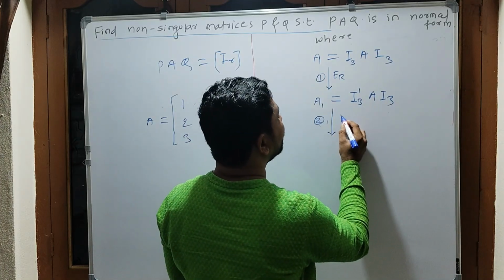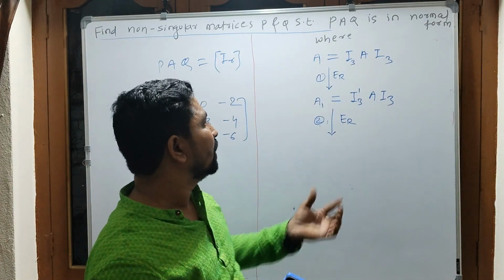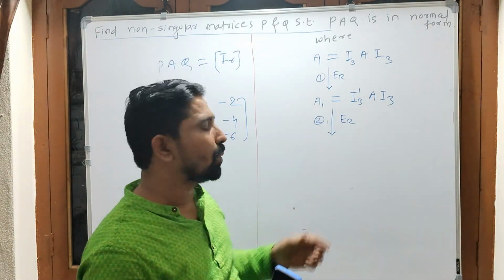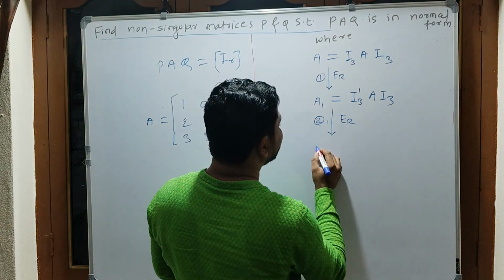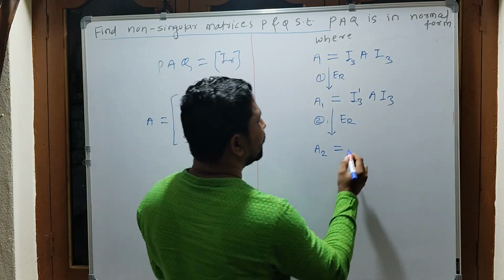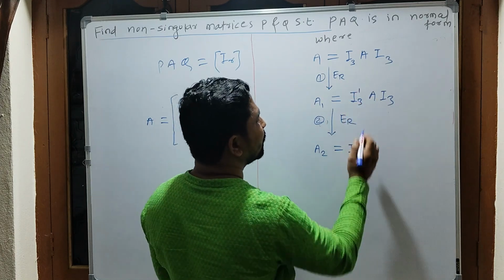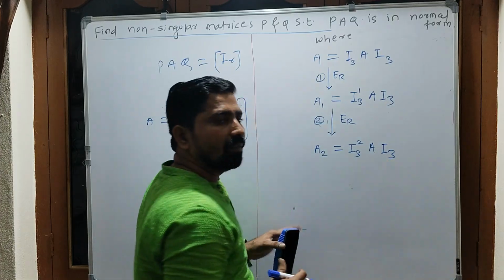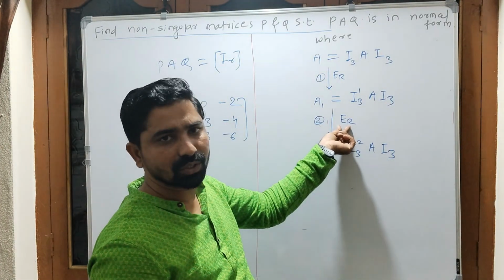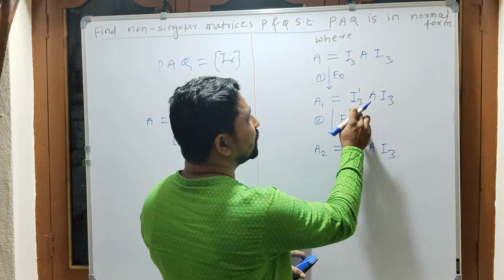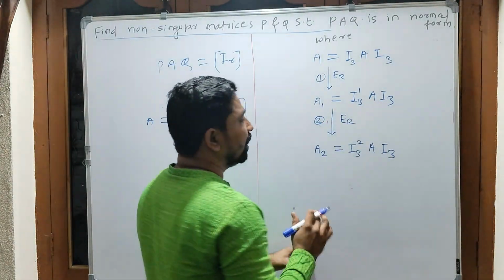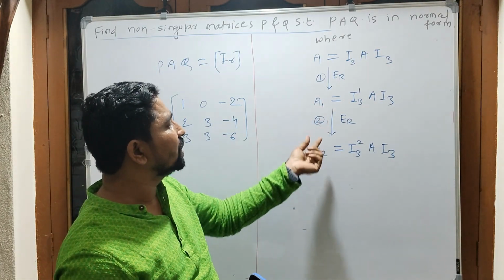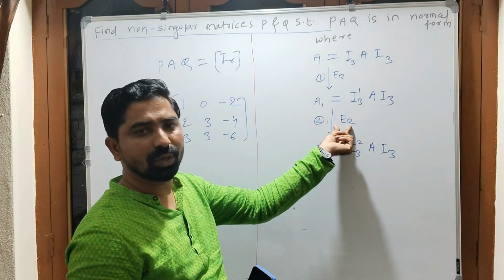Again here I am applying, let's say, elementary row operation for the sake of understanding. We are applying elementary row operation to this A1 to convert it into the normal form. Let's say A1 is converted into A2, and this I1 is converted into, let's say, I2, and this A and this I3 remain the same because we are applying elementary row operations. So whatever change we have to do is on the left side of A. So this A2 is obtained from A1 by elementary row operations.